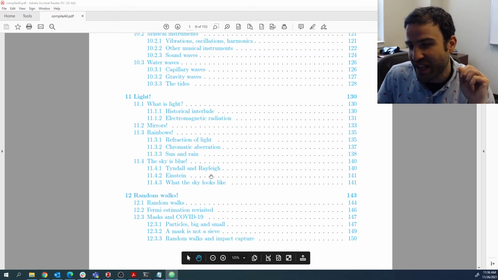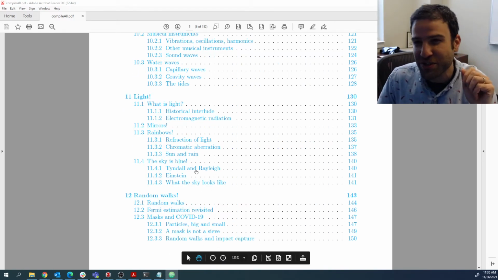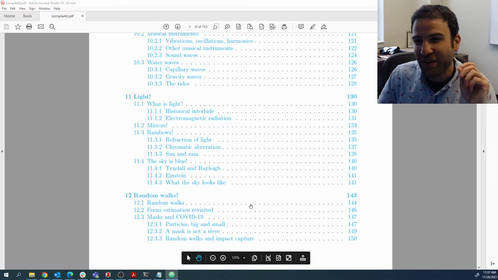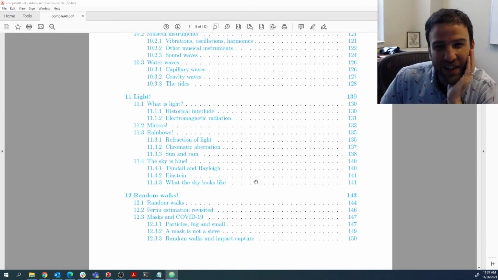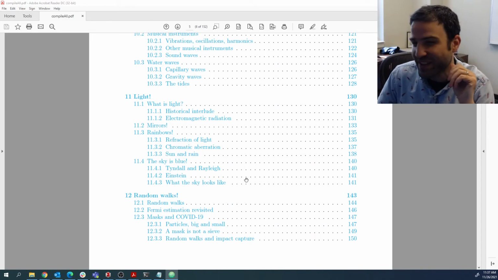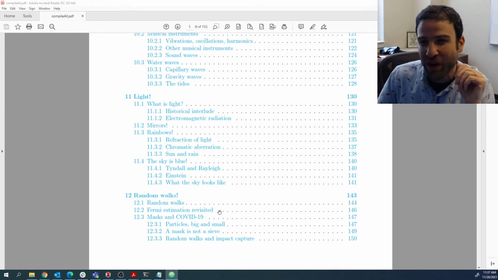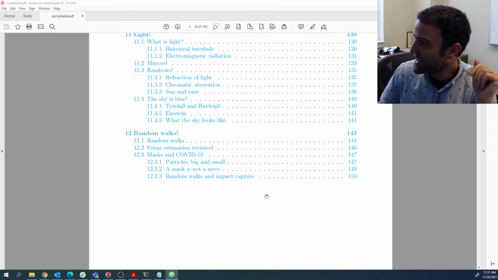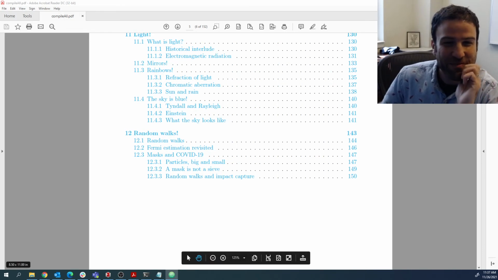And then we'll close the class with a little bit of a discussion of this idea of random walks. We'll use that to think about why our method of estimating the size of physical quantities works so well, and how it's connected to these face masks that we all have to wear so much these days.